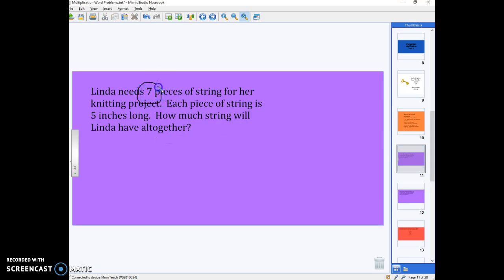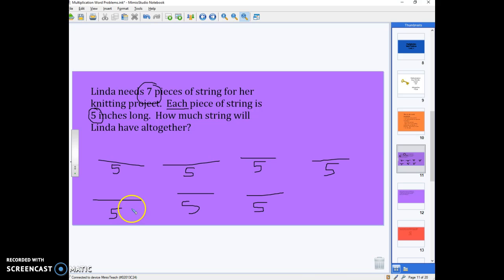So she needs 7 pieces of string. Each piece of string is 5 inches long. So I'm just going to draw some string for us right now. We've got 1, 2, 3, 4, 5, 6, 7. She needs 7 pieces of string. And so each of these pieces of string will be 5 inches long. So I'm just going to label them 5, 5, 5, 5, 5, and 5. So to me, that looks like repeated addition, which is just multiplication.